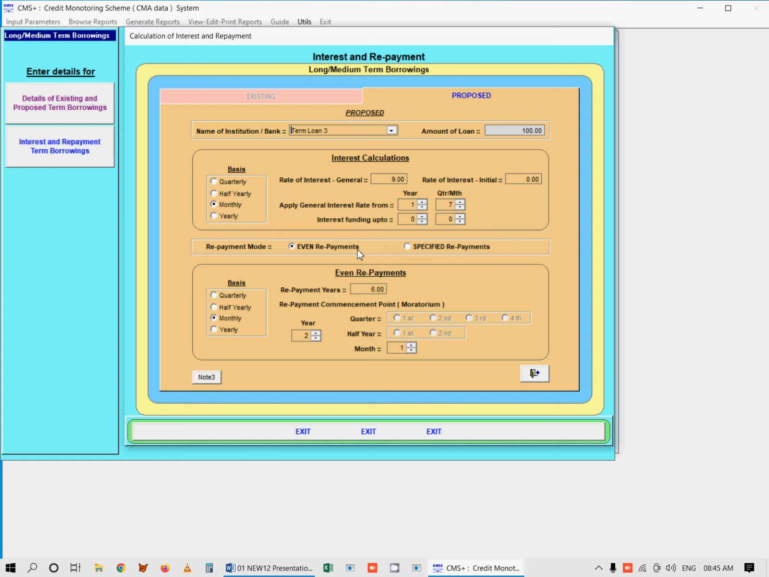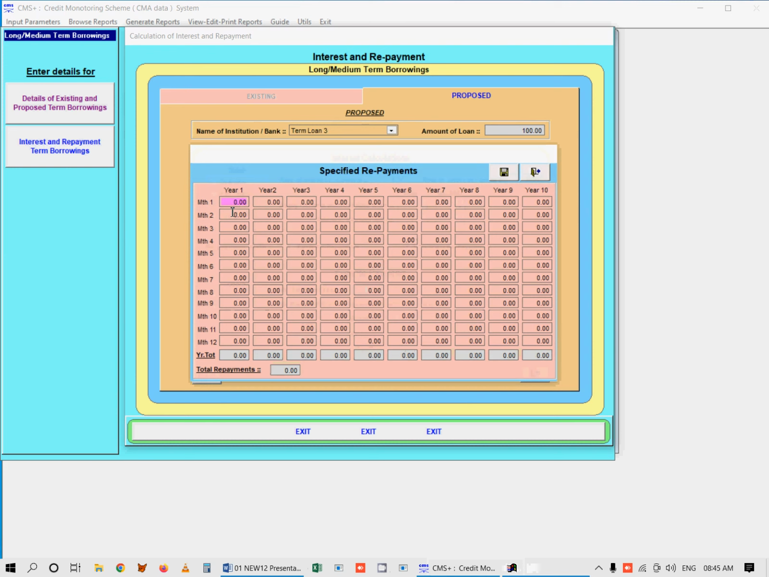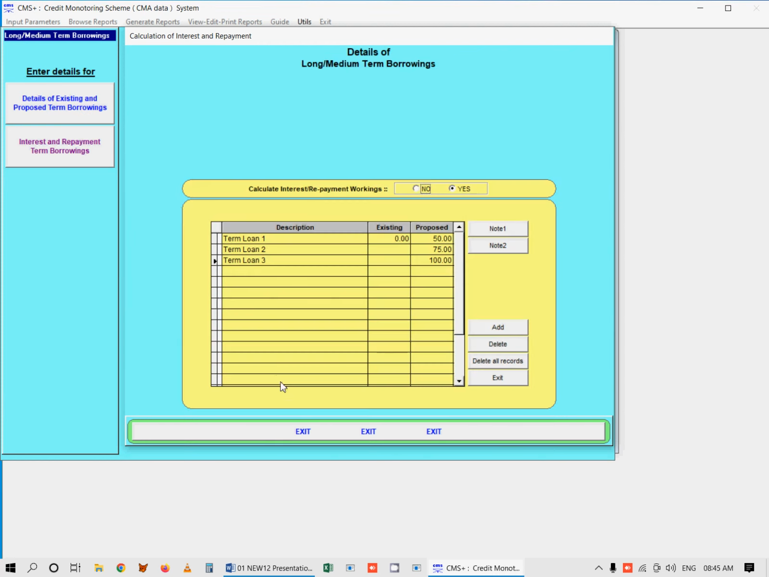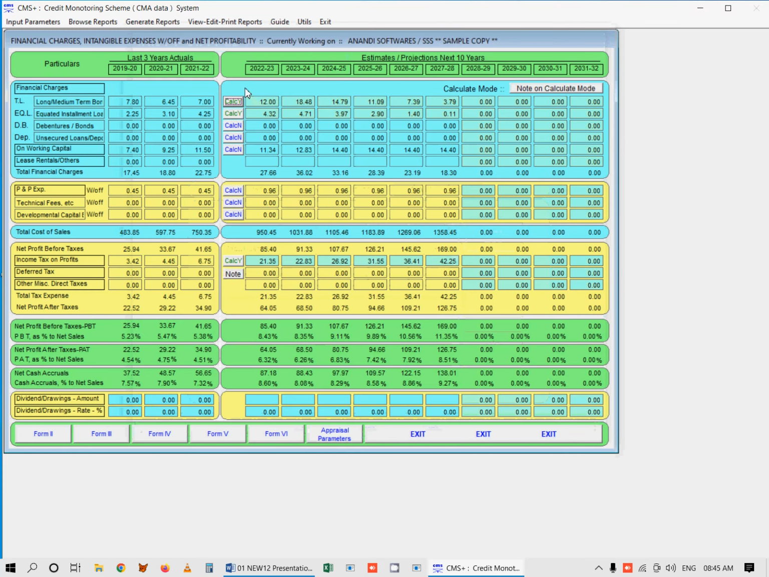Besides, you have quite good freedom to state the specified repayment month-wise over the next 10 years, which is of great suitability for uneven, erratic, bullet repayment. Thus, you could see how simple but how precise and exact, with lot of flexibility, you could state interest and repayment for all and each defined term loan.